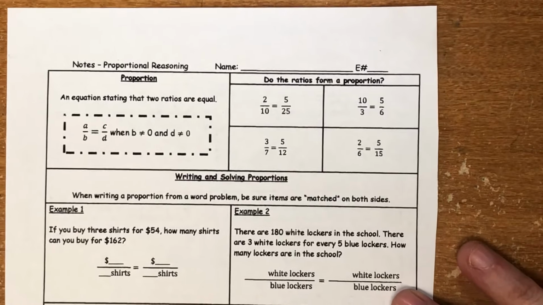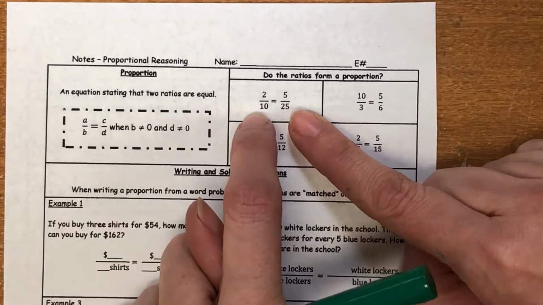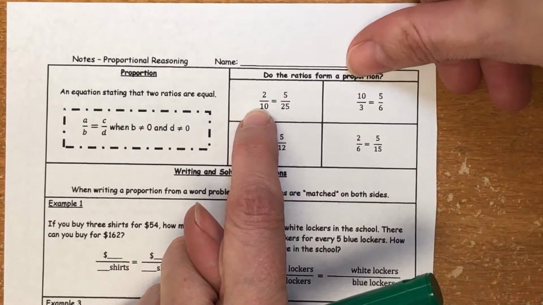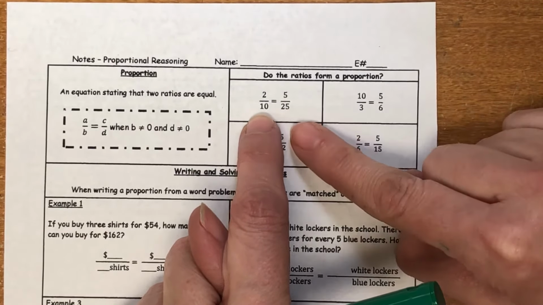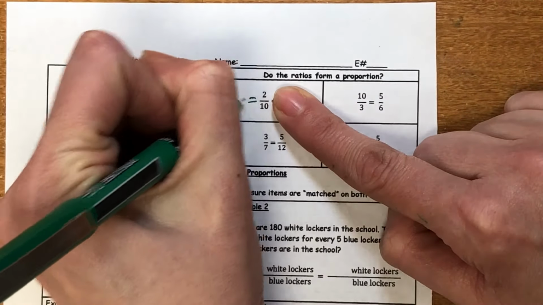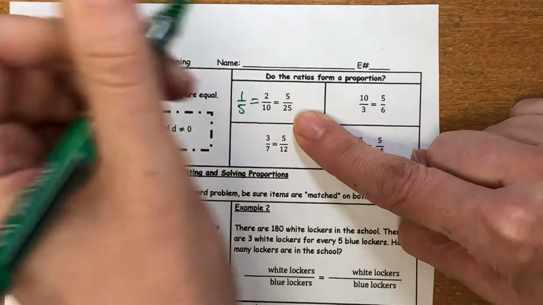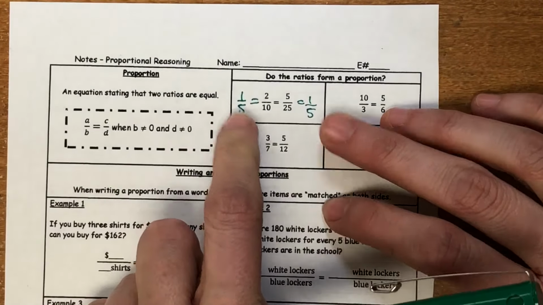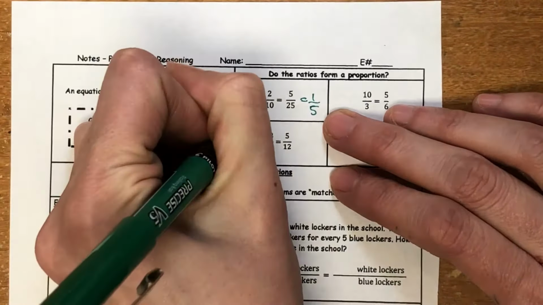Do the ratios form a proportion? So remember, a ratio is the same thing as saying fractions, equivalent fractions. I need to figure out if these are a proportion. Remember, I want to know if these are equal. One way to determine that is if you take 2/10 and reduce it. Well, I can reduce it to 1 over 5, and I can also reduce 5 over 25 to 1 over 5. And you notice you get the same fraction. So yes, these are proportions.